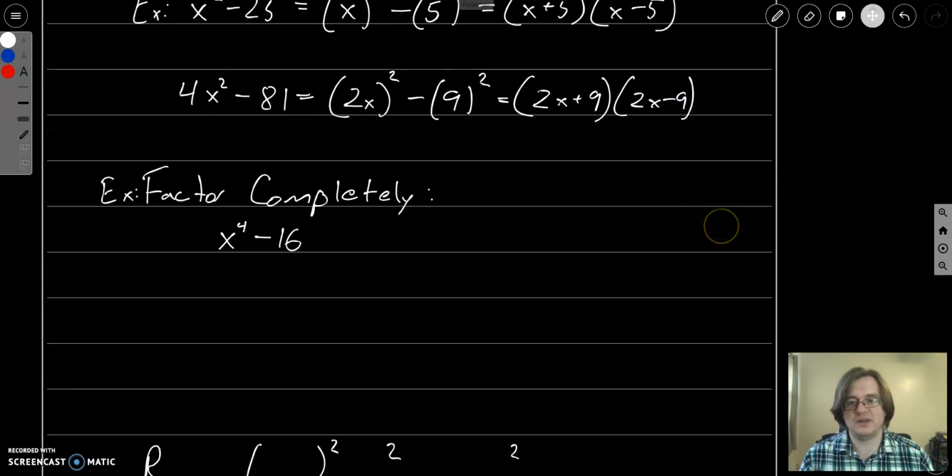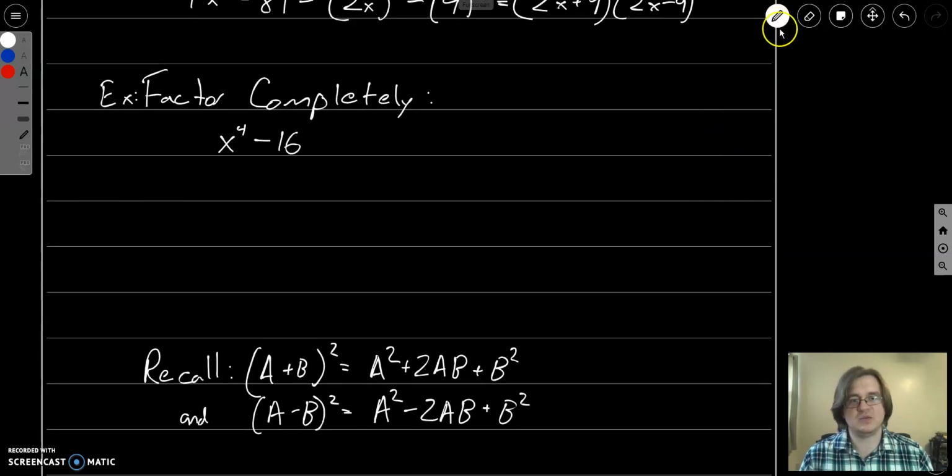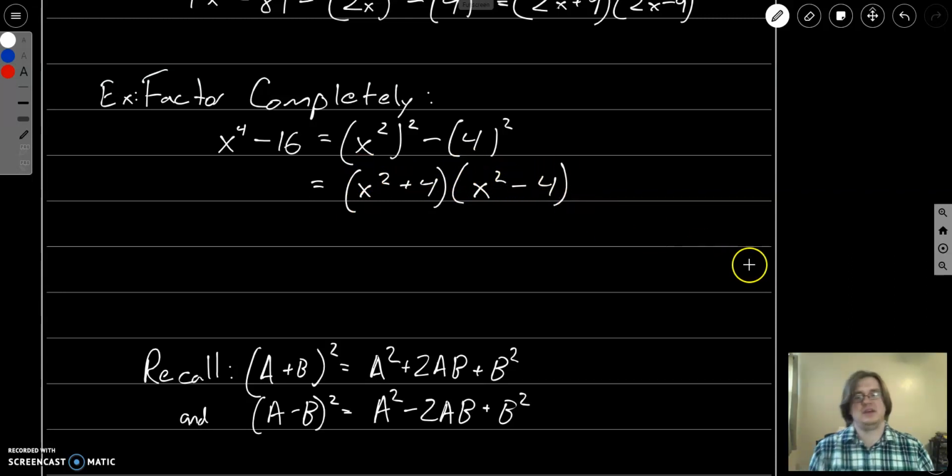Now, one thing that I haven't really come across yet is what we'll see in this next example. This is fairly straightforward. Again, we've got something squared minus something squared. In particular, it's x squared minus 4 squared. So I can factor this into x squared plus 4 and x squared minus 4.